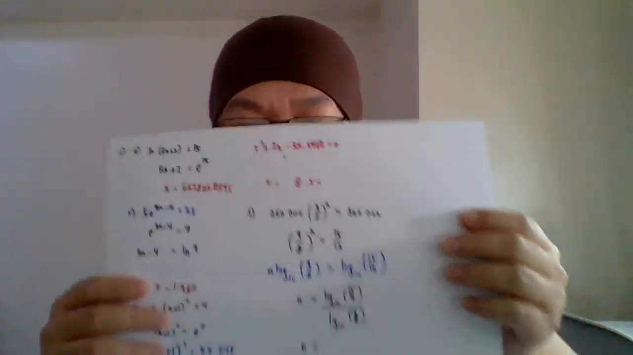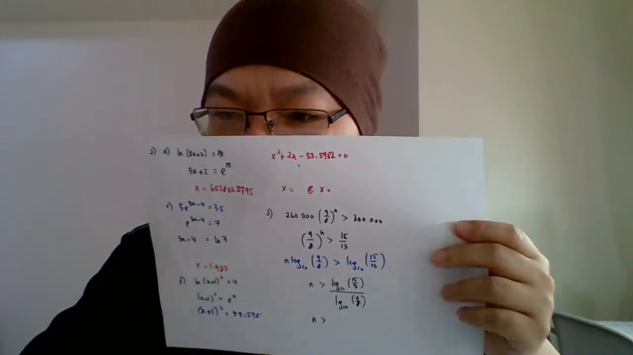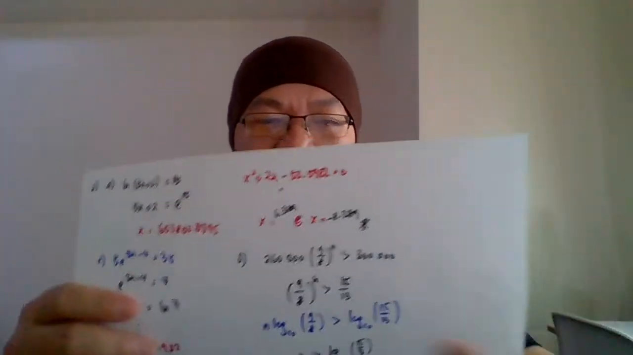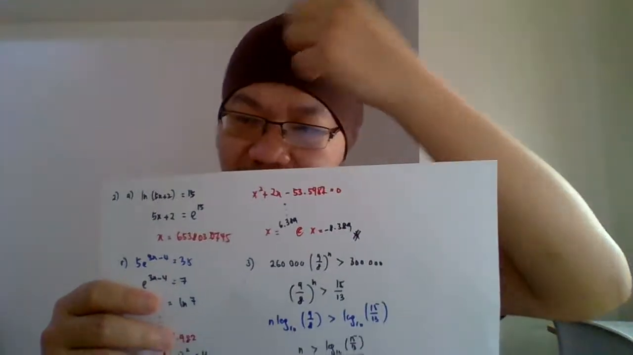Okay, Kaushalya got the x1, x2. Oh, the previous question. Where is the previous question? Oh, here. Number 2F. The answer for x1 and x2 given by Kaushalya here is 6.389, and the second answer is negative 8.389. Okay guys, please double check, is this answer correct or not? So that is your number 2C.